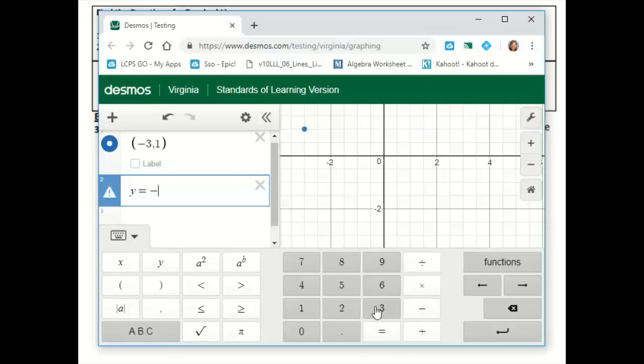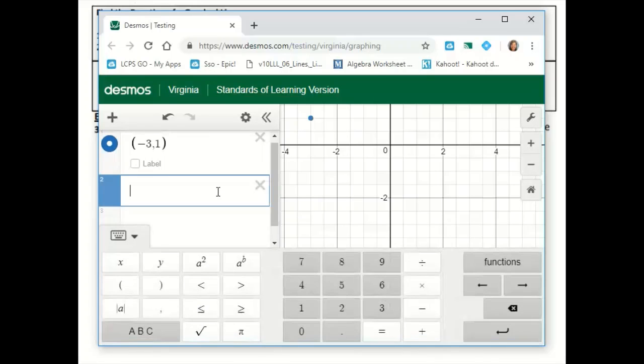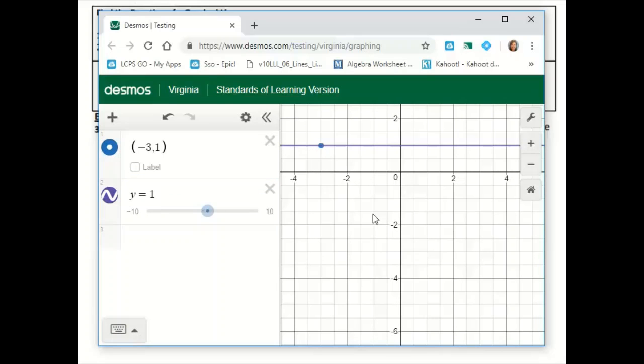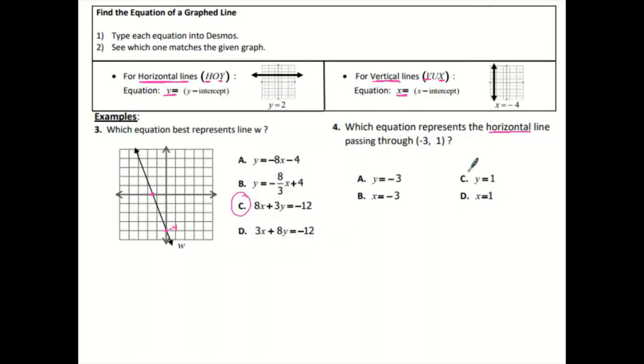Y equals -3. That line goes through here. It's horizontal, but it's not through my point there. Okay, so I know it has to be a y equals line. So let me try y equals 1. Oh, there it is. It goes right through. If you wanted to check, you could see that x equals won't work. X equals -3 goes through it, but that's your vertical line. Okay, so we need to know the difference between horizontal, which is flat, and vertical, which is up and down. So our answer choice there is going to be y equals 1.